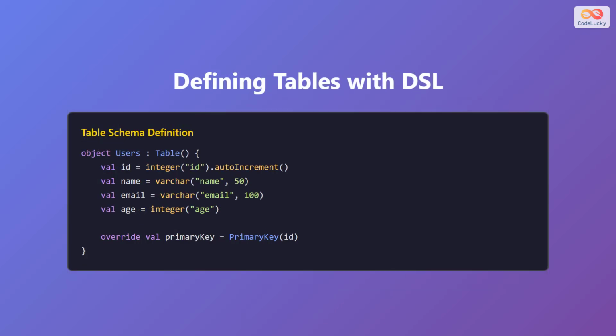Now let's define a table schema using the DSL approach. Create a Kotlin object that extends the Table class. In this example, we're creating a users table with 4 columns. The id column is an integer that auto-increments. The name column is a varchar with a maximum length of 50 characters. The email column is also a varchar with a maximum length of 100 characters, and the age column is an integer. Finally, we override the primary key property to specify that id is the primary key. This table definition is type-safe and gives you compile-time checks.